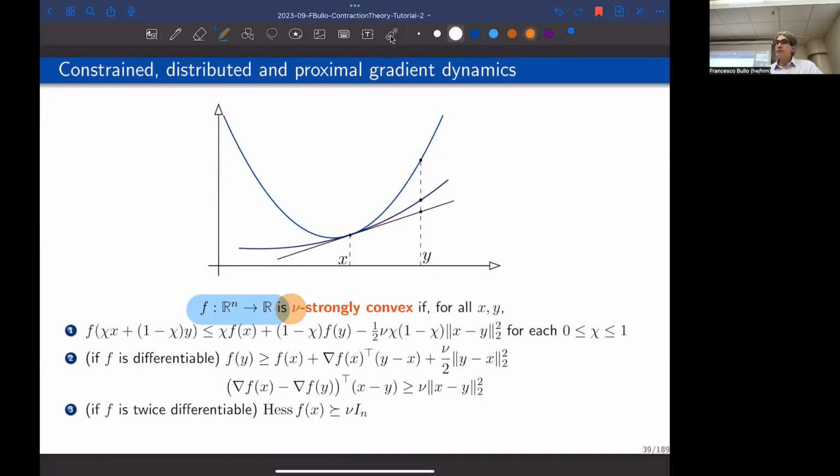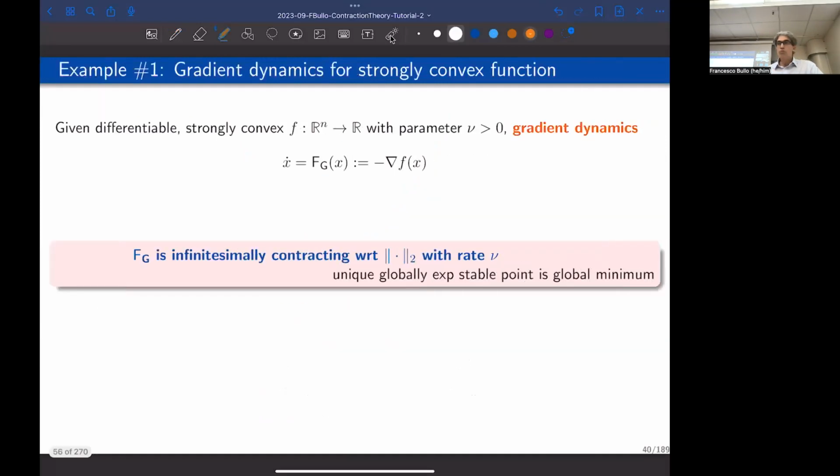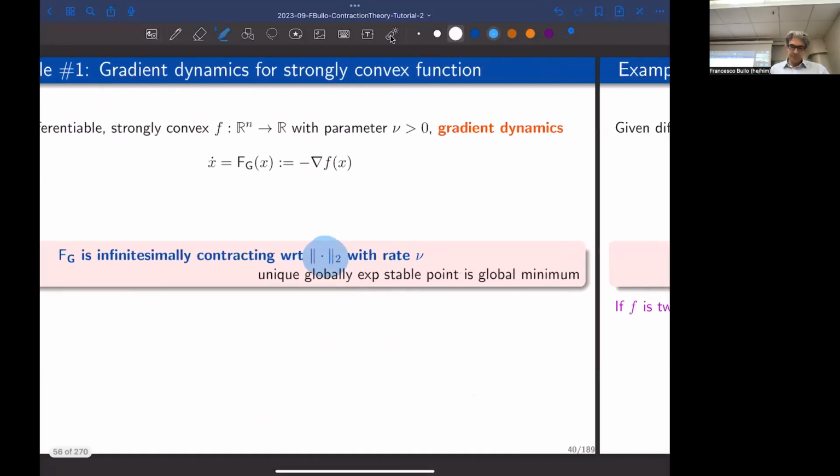and we saw that the strong convexity parameter ends up being the strong contractivity rate for the continuous time gradient descent. So that's a very simple example, and this particular example relies upon the two norm, unweighted two norm.